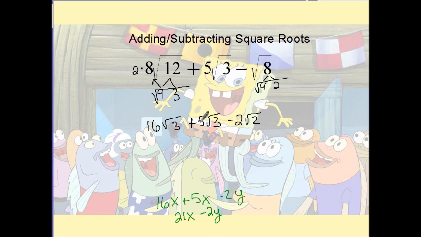Same thing happens up here. Think about the number inside the square root as our term, like an x or a y. If they're exactly the same, they're going to combine. Not change at all, but stay the square root of 3. And we can't combine with anything that's not the same. So here we go. When I combine 16 root 3 plus 5 root 3, that gives me 21 root 3. Square root of 2 is different, so minus 2 root 2.